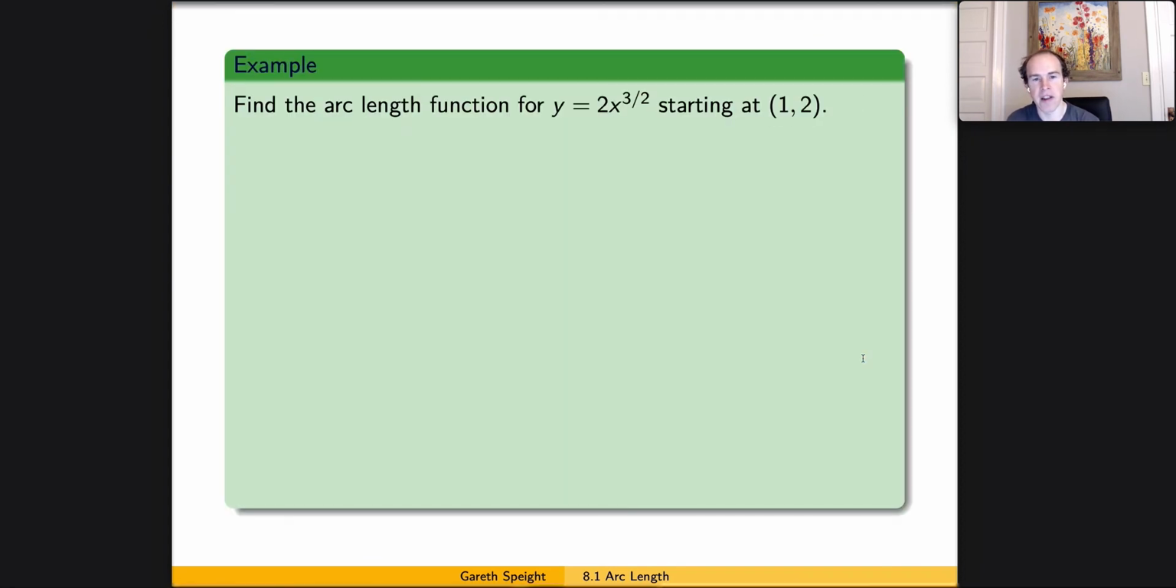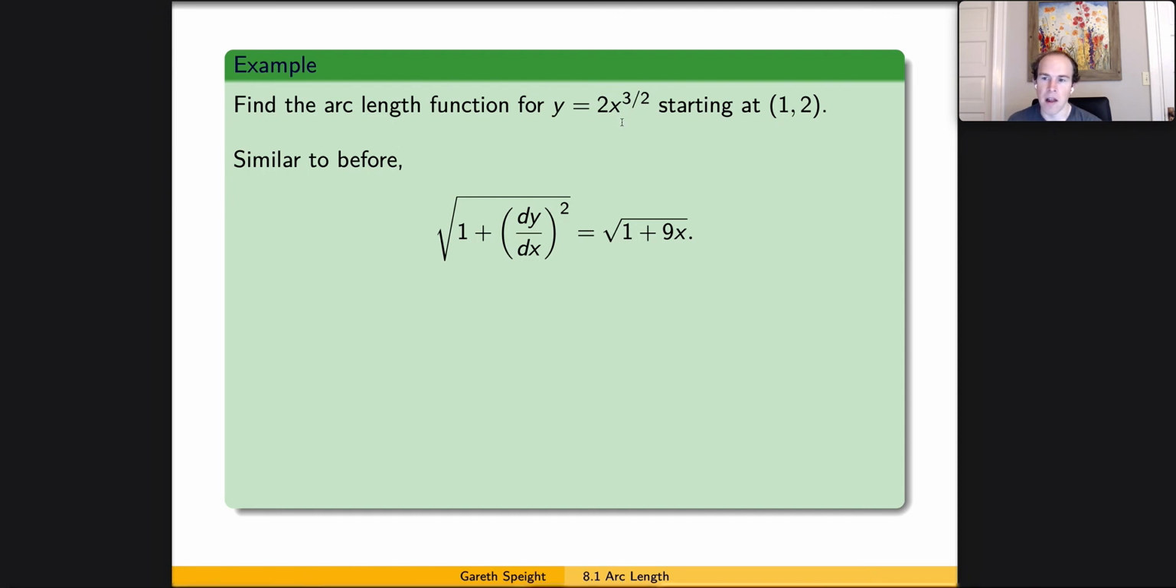So let's see an example. Find the arc length function for y equals 2x to the 3 over 2, starting at (1, 2). So kind of a similar example to before, just change the constants. So dy/dx: x to the 3 over 2 becomes 3 over 2 x to the half, multiplied by 2. We get 3x to the half. And then we square 3x to the half, we get 9x. So if we do the square root of 1 plus (dy/dx) squared, we are going to get the square root of 1 plus 9x.